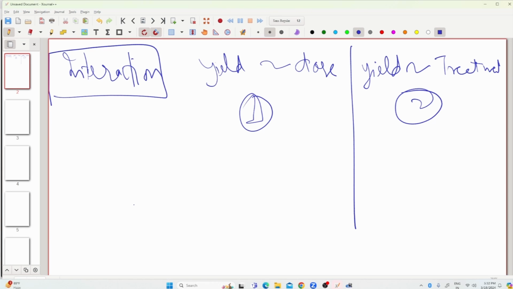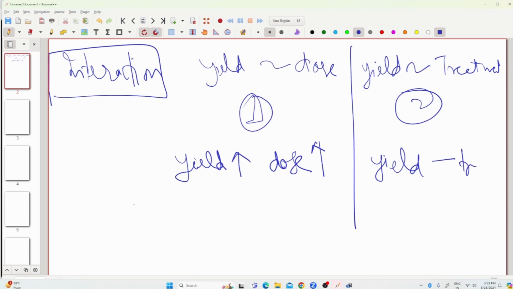Now, let us get into very simple things. Suppose there are two doses, low and high. So, yield increases when dose increases and yield increases for different treatments. So, what does this mean?